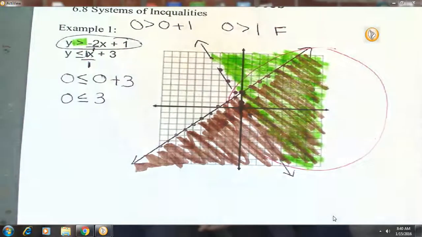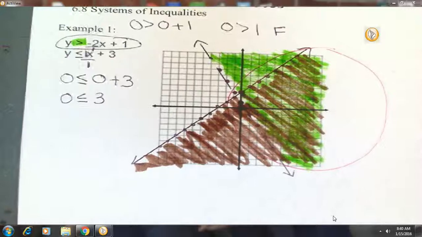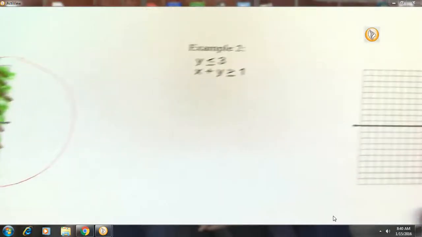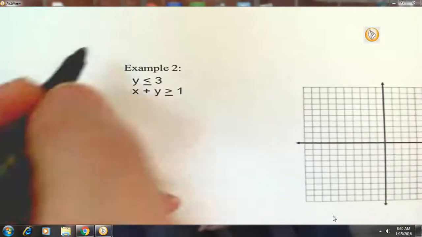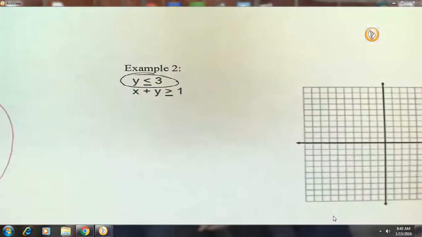Alright, I would like to look at one more by hand, if you would. Look at example number 2. Example number 2 is a little bit different because of this first inequality. That's the main one I want to make sure that we're able to graph. If it was a y equals graph, what would that line look like? Good, it would be a horizontal line. What if it was an x equals graph? What would that look like? Vertical. A vertical line. Very good.